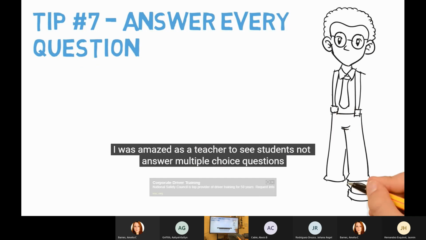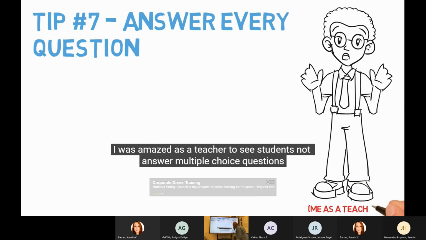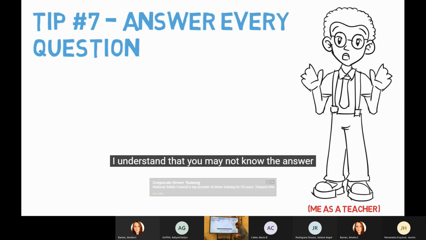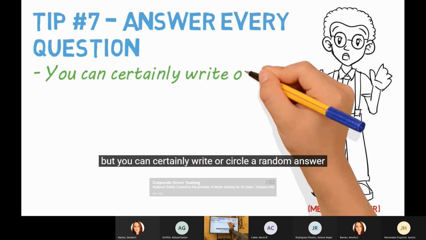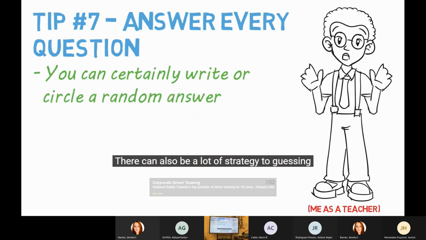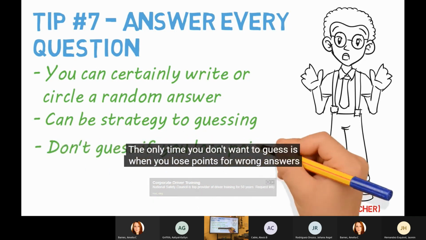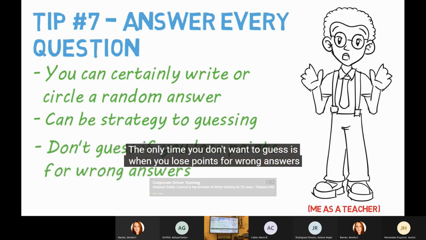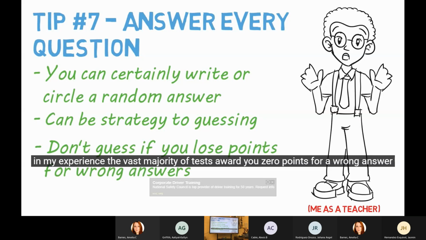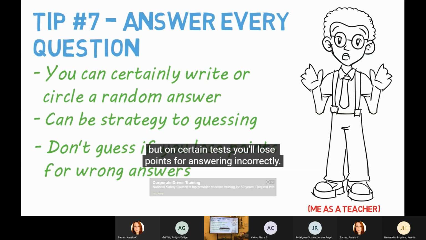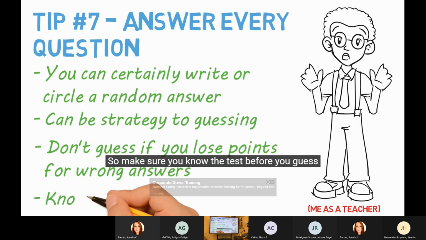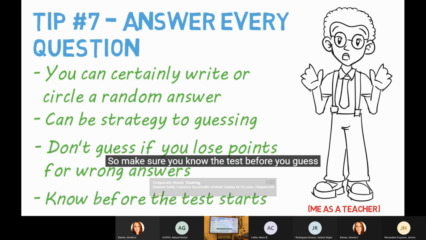Tip number 7 is to answer every question. I was amazed as a teacher to see students not answer multiple choice questions. I understand that you may not know the answer, but you can certainly write or circle a random answer. And there can also be a lot of strategy to guessing, which I'll make a separate video on. The only time you don't want to guess is when you lose points for wrong answers. In my experience, the vast majority of tests award you 0 points for a wrong answer, but on certain tests, you'll lose points for answering incorrectly, so make sure you know the test before you guess.